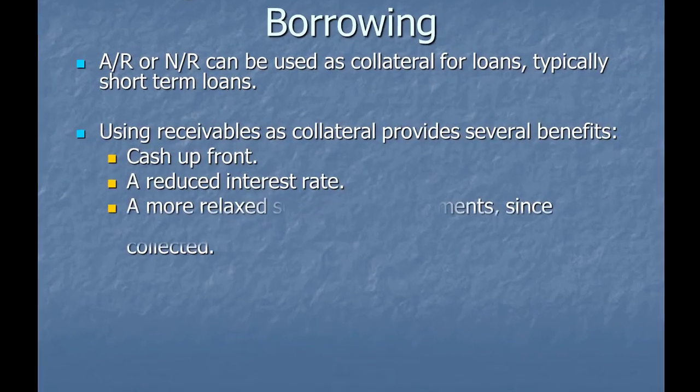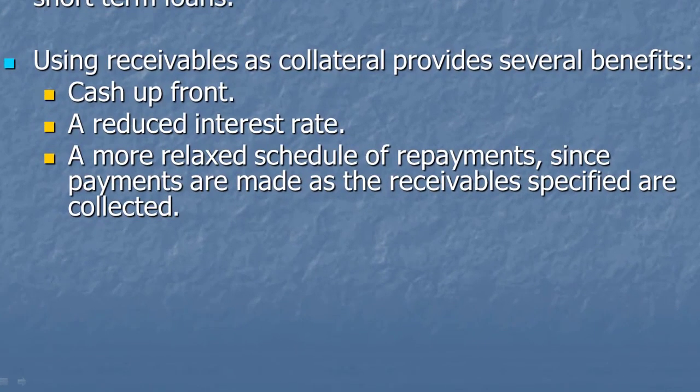When we do this, it provides us a lot of benefits. First, we get the cash right now. We don't have to wait for it. So we have this money that we can use for other investments. Also, we typically get a reduced interest rate on these kind of loans because they've got collateral. They know they're going to get paid. Also, the payment schedule is usually more relaxed.